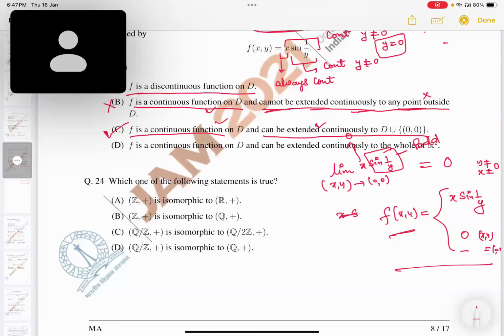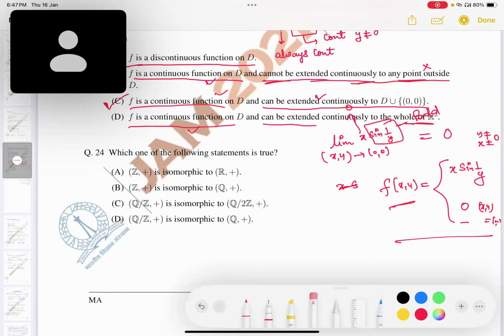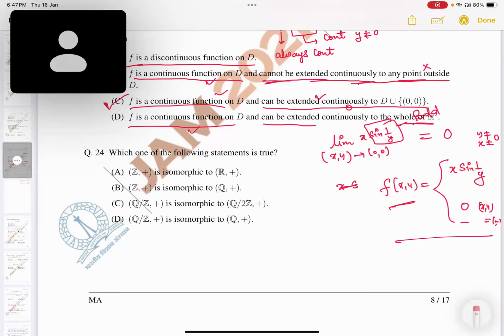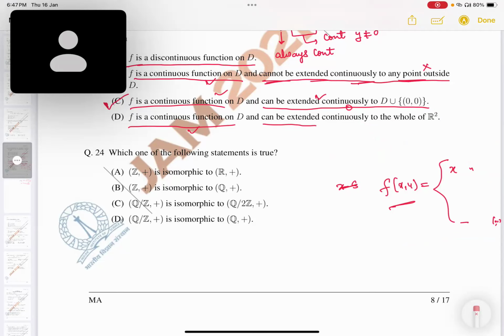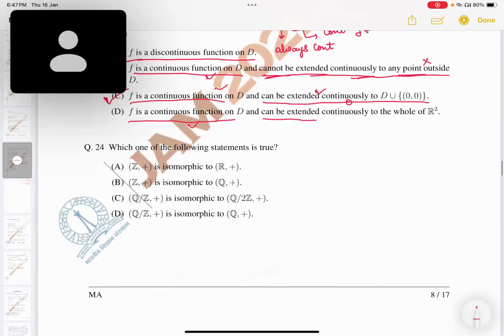Right. So now the last option is saying that f is a continuous function. This is true. Now, it can be extended continuously to the whole R square. So option D is saying there is nothing special in (0, 0). You can extend this function continuously to any point of R square. So let's check that part. So now you take any point. So I can take this point (1, 0).